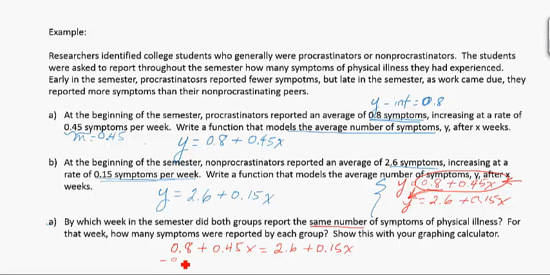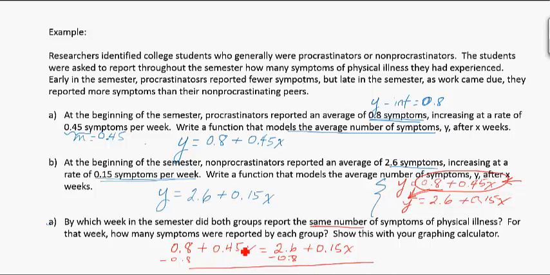I'm going to subtract my 0.8 from both sides, and I may not have enough room to do all this. I'm going to end up with 0.45x equals 2.6 minus 0.8, which is indeed 1.8. So that's going to be 1.8 plus 0.15x, and I apologize, I'm running off here.